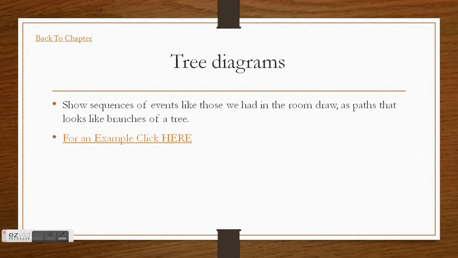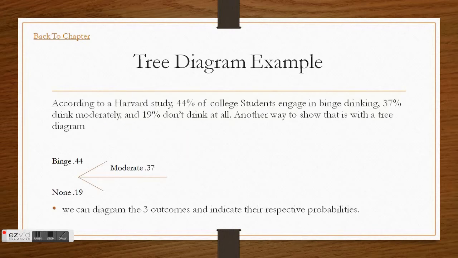This slide is about tree diagrams. They show a sequence of events like those we had in the room draw as paths that look like branches of a tree. For an example, you can click here. According to a Harvard study, 44% of college students engage in binge drinking, 37% drink moderately, and 19% don't drink at all. Another way to show that is with a tree diagram. As seen down here, each one has its own separate branch, and we can see in the diagram that it has 3 outcomes, and each one indicates their respective probabilities.